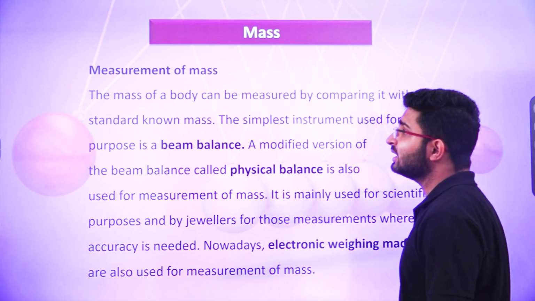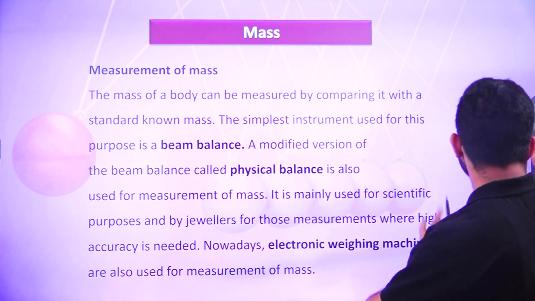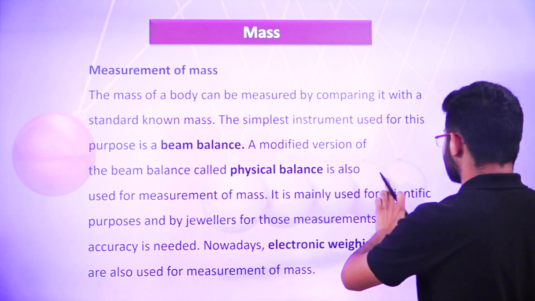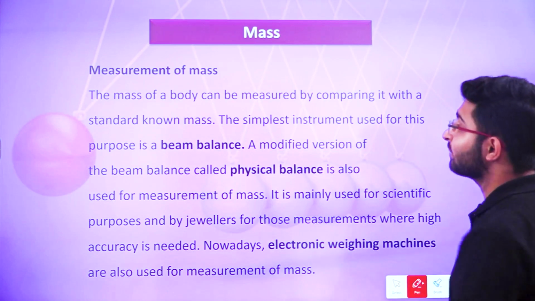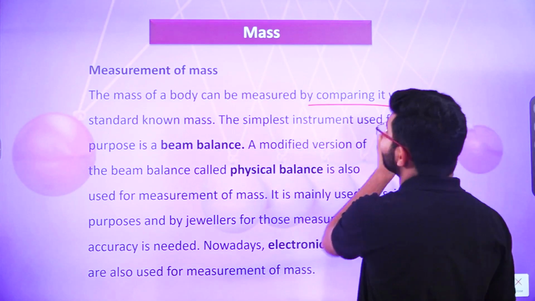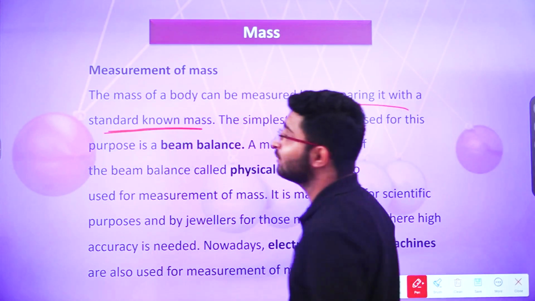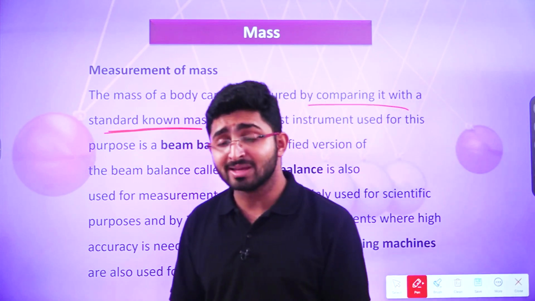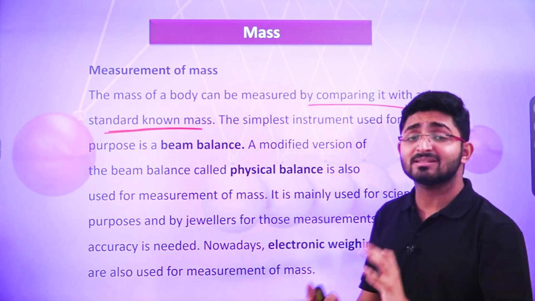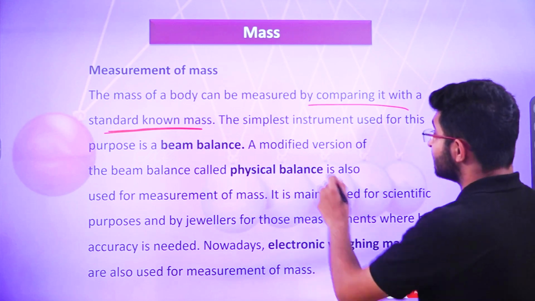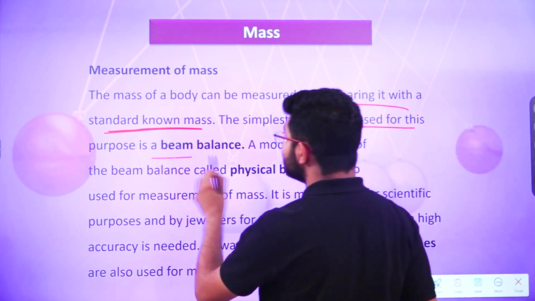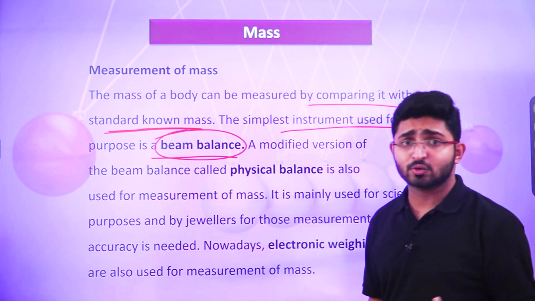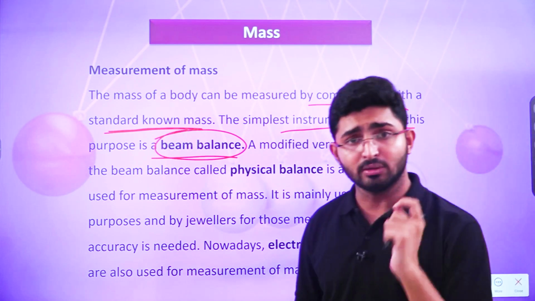Now you can see here that we have the measurement of mass. How are we going to measure the mass of a particular object? That is very important. The mass of a body can be measured by comparing it with a standard mass. When we compare it with a standard mass, we can easily measure the mass of the object. The simplest instrument used for this purpose is a beam balance. So the beam balance is an instrument used to measure the mass of a particular object, right?